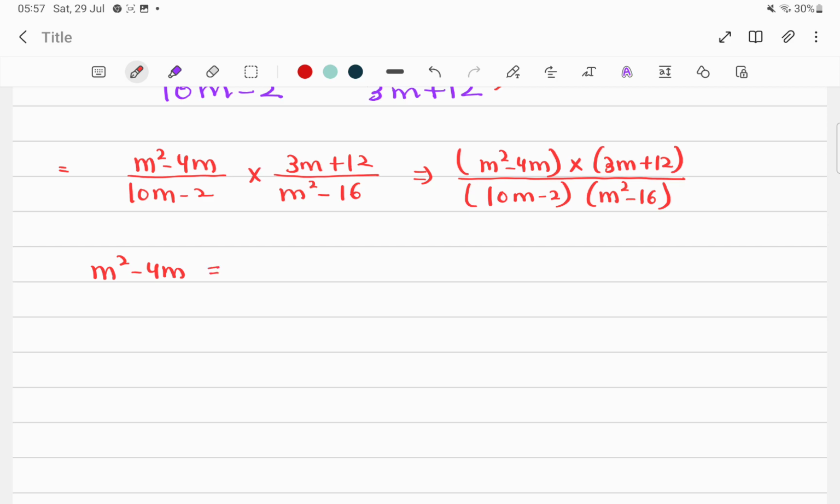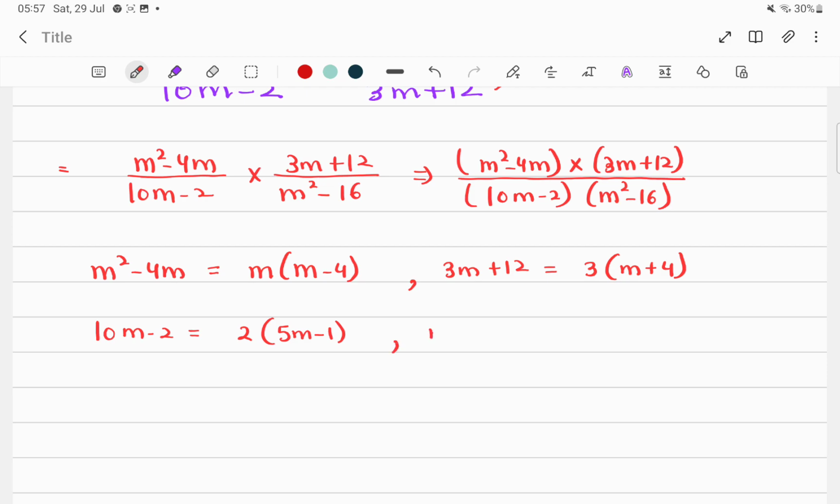So m squared minus 4m is m multiplied by m minus 4. Then we have 3m plus 12, which can be written as 3 times m plus 4. Then we have 10m minus 2, which is 2 times 5m minus 1. And the last is m squared minus 16.